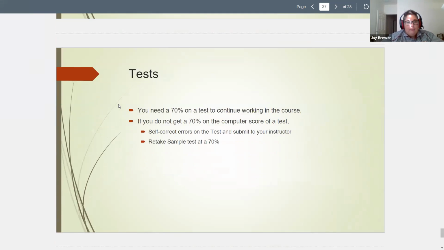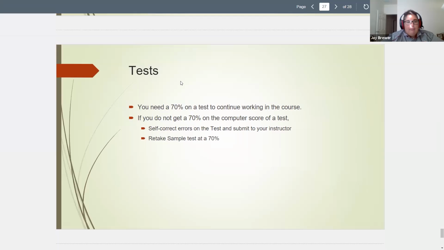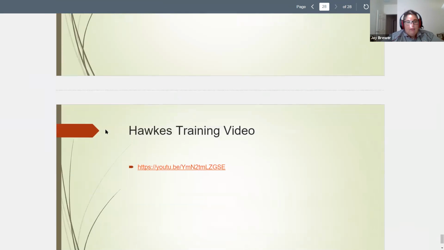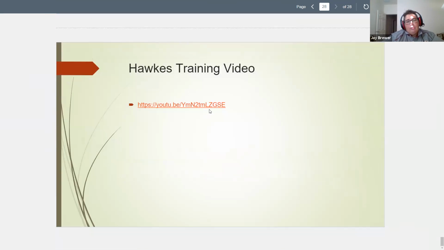Everything is available. Again, to recap on tests, you need a 70% on the test to continue working on the course. If you do not get a 70% on the computer part of the test, self-correct errors on the test and give it to me, and then retake the sample test at 70%. And now what you can do is watch the Hawks training video if you haven't already.